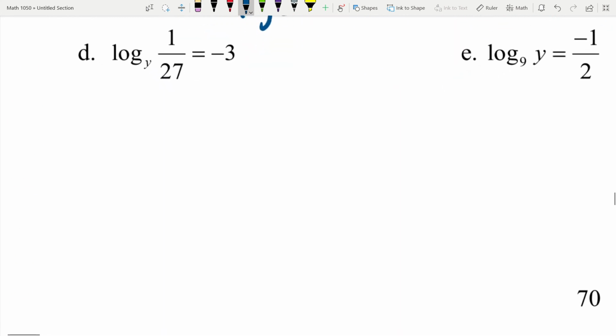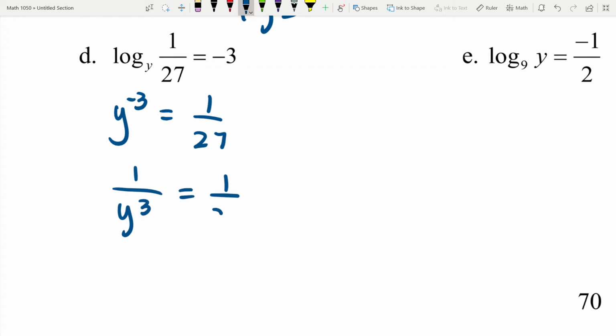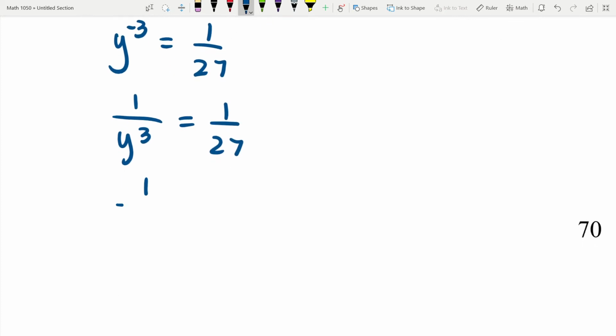Okay, here we go with this one. Stuck. Convert. y to the -3rd equals 1/27. It's kind of awkward. y to the -3rd is the same thing as 1/y to the 3rd. Okay? Then I'm just going to think about it like this. What to the 3rd gives me 27? Can you tell me? 3. Everything matches up perfectly. Therefore, y must be 3. Just write y equals 3.